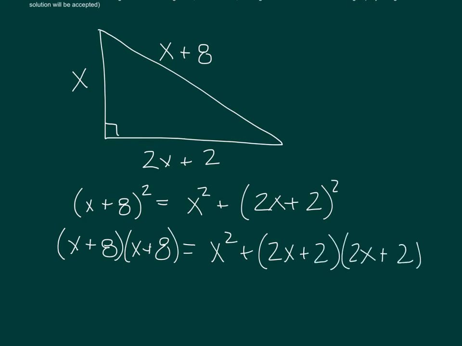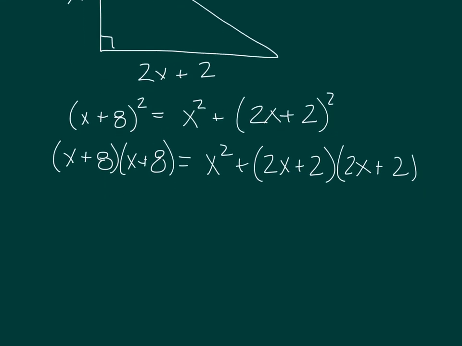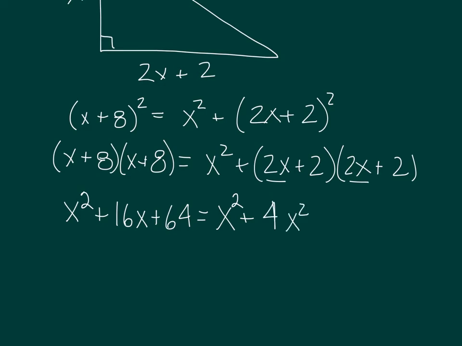So let's FOIL out what this is. We know that x plus 8 times x plus 8 gives us x squared, 8x and 8x is 16x, plus 64. On the right-hand side, we're going to have x squared plus 2x times 2x gives us 4x squared. If I look at the outer terms, that's 4x. Inner terms are another 4x. So 4x plus 4x gives us plus 8x. Our last term is going to be 2 times 2, which is 4.